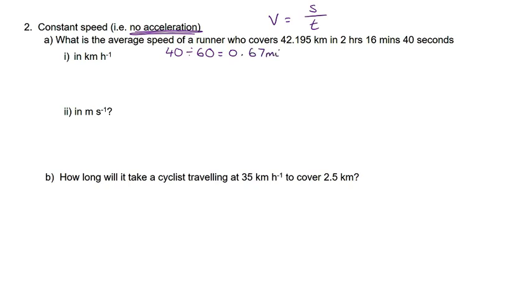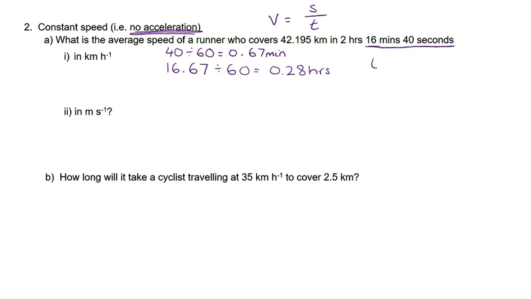0.67 minutes. So therefore, the total number of minutes is 16 minutes plus 0.67. So we've got 16.67 minutes. Okay, I need to convert that to hours. There are 60 minutes in an hour. So divide by 60 and I get 0.28 hours. So I've now converted 16 minutes 40 seconds into hours.